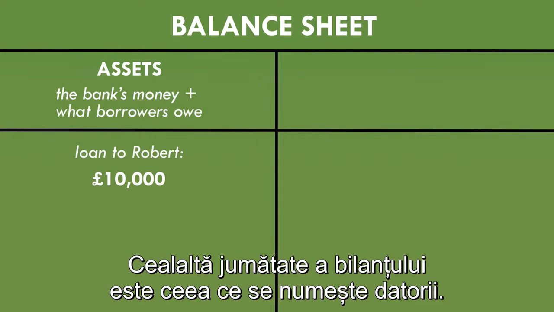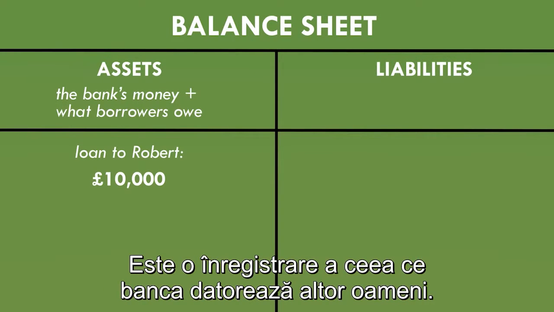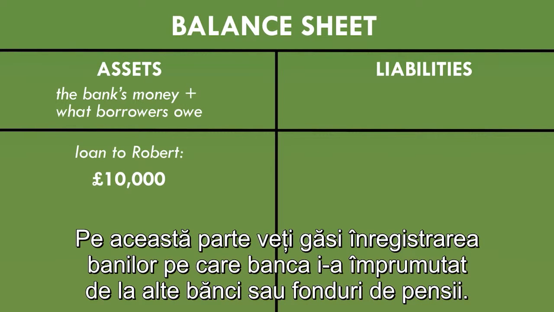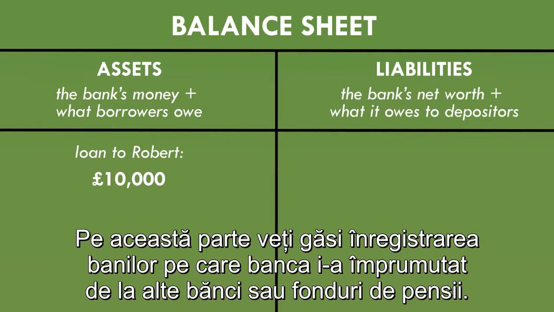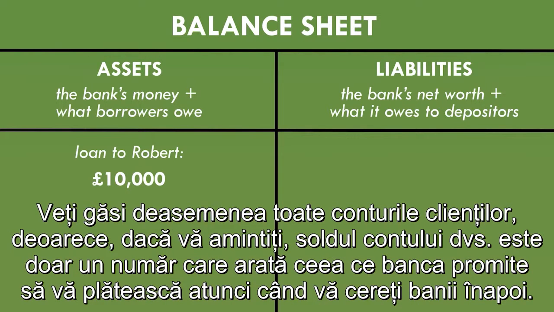The other half of the balance sheet is what's called the liabilities. This is a record of everything the bank owes to other people. On this side, you'll find a record of money that the bank has borrowed from other banks or large pension funds. You'll also find all the customers' accounts, because if you remember, the balance of your account is just a number showing what the bank promises to pay you when you ask for your money back.